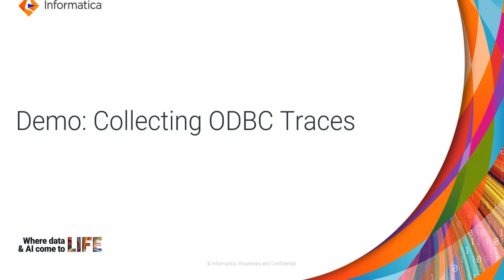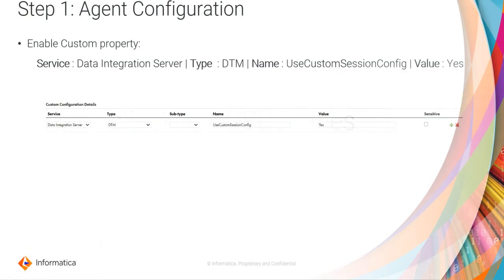Now we will see a demonstration on how to collect ODBC traces. In step 1, we configure the agent by enabling a custom property. Specifically, we set the service to Data Integration Server, the type to DTM, and the property name to use custom session config with the value set to yes. This allows mapping tasks to use any custom property defined within them.